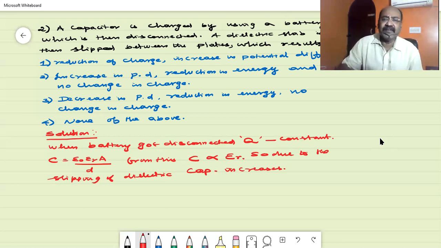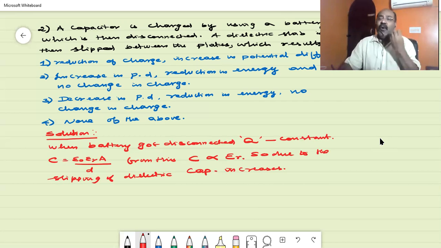Then between the plates, which results in what else? They have given in the answer options the reduction or increase in charge, reduction or increase in potential difference, and reduction or increase in energy.